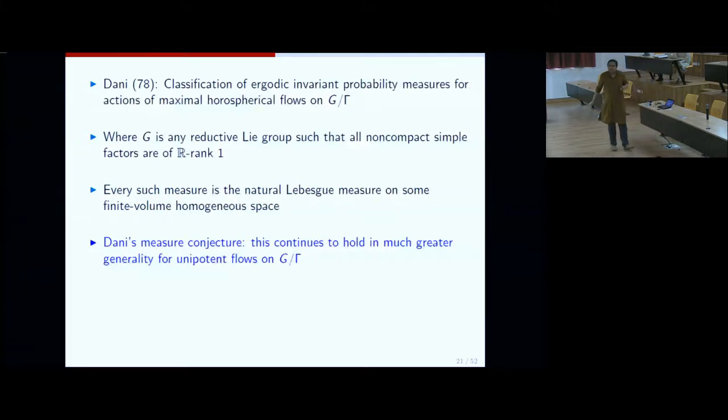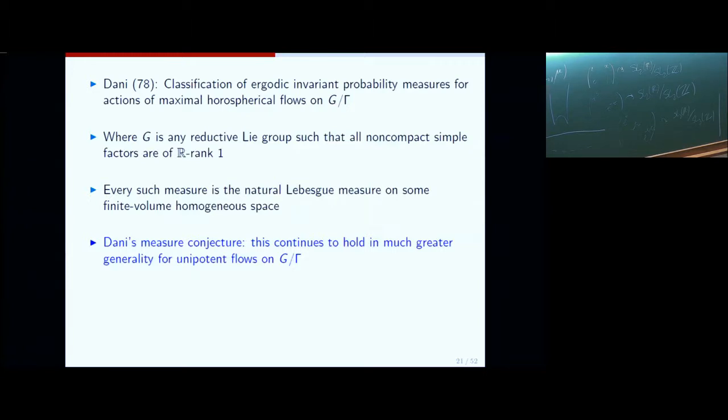And then Dani made his famous measure conjecture, which says, I'm not stating it technically, that in fact, this kind of thing is supposed to hold in much greater generality. Okay, you could take a group like SL2R, which is not a unipotent one-parameter group, but which is generated by unipotent elements, and look at an action of SL2R on, say, SL5R factor SL5Z, and the same kind of classification should be expected.